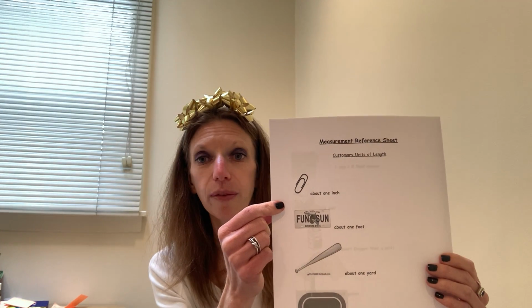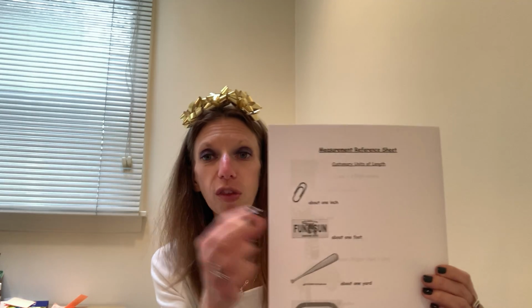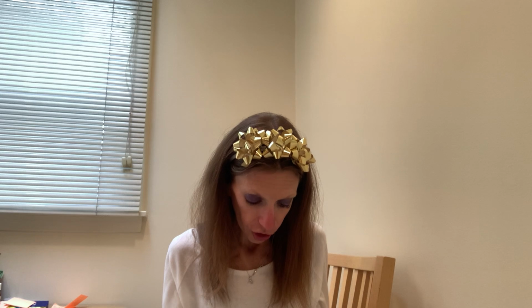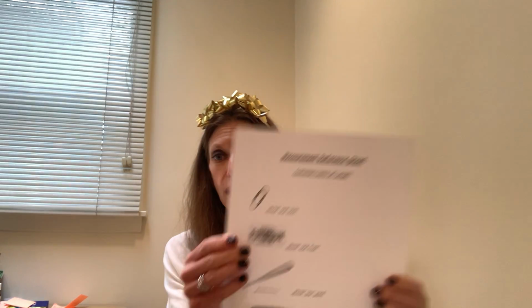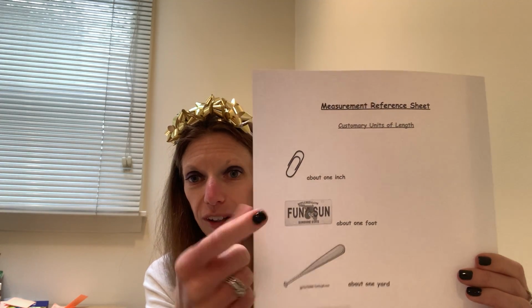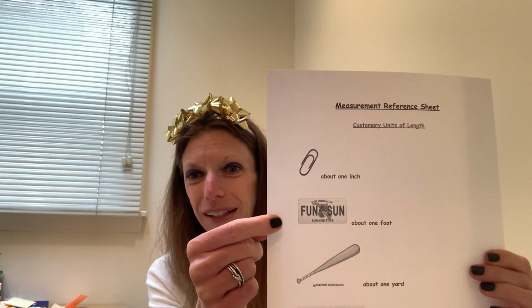So we're going to be talking about customary units of length. The first thing we're going to talk about is something that's about an inch. If you think about a small paper clip, that's about an inch. Then another customary unit of length is a foot. If you want to know what a foot measures, you could think of a license plate that's on mom or dad's car. So a license plate is a foot. Notice I put a Florida license plate on it.